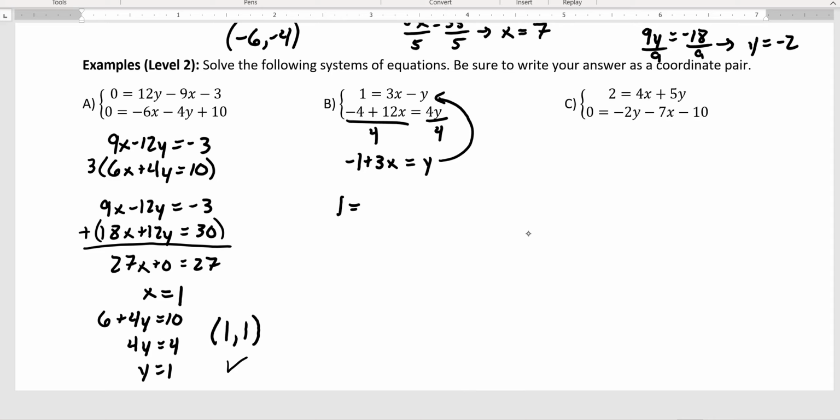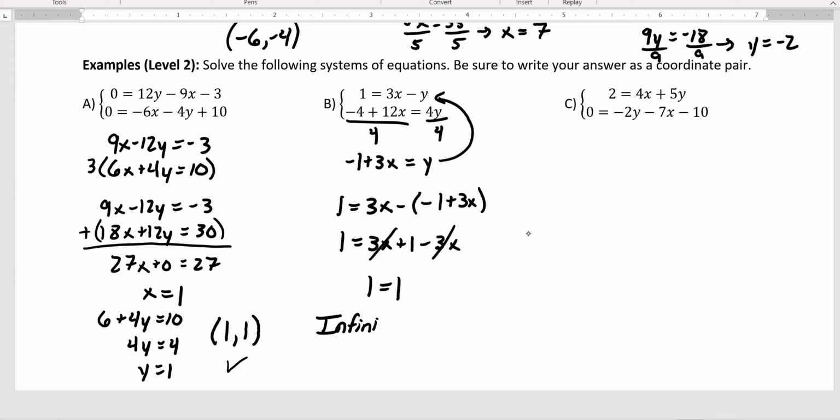So I'd have 1 equals 3x minus negative 1 plus 3x. So that would get me 1 equals 3x plus 1 minus 3x. Now notice here, 3x minus 3x would be 0, so I'm left with just 1 equals 1. Oh, hey, this is a true statement with no variables. What does that mean? That means infinite solutions.